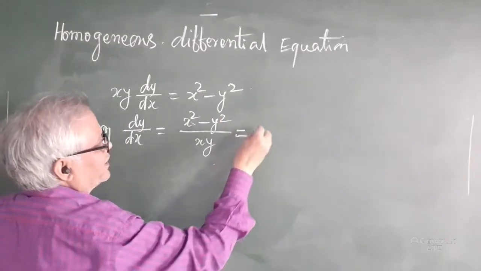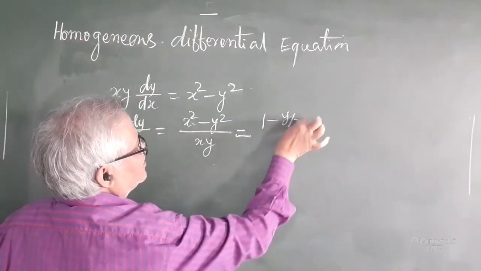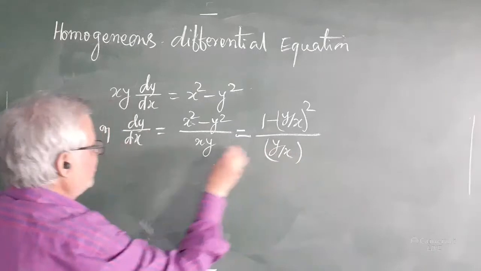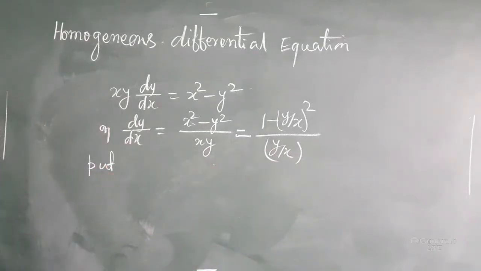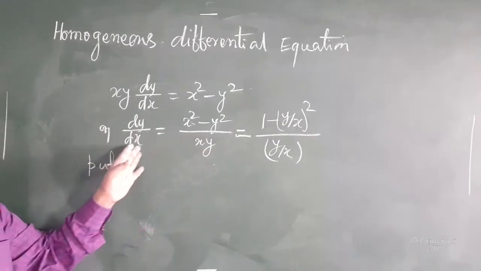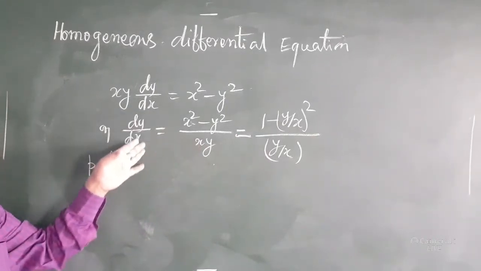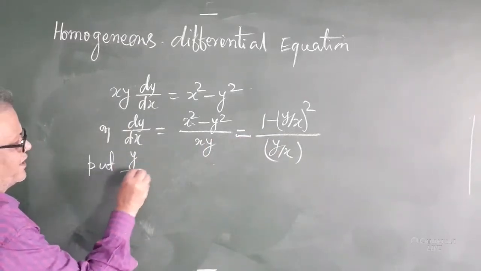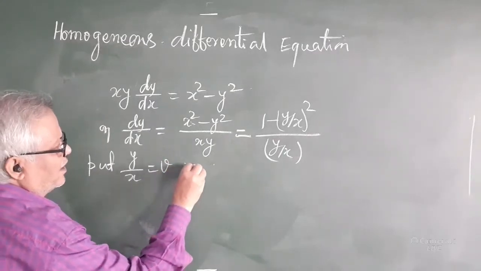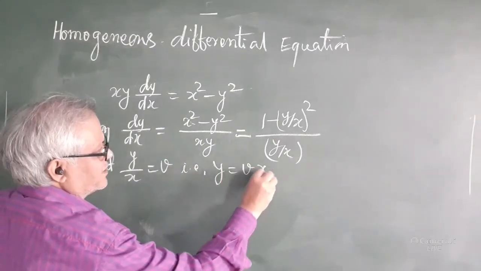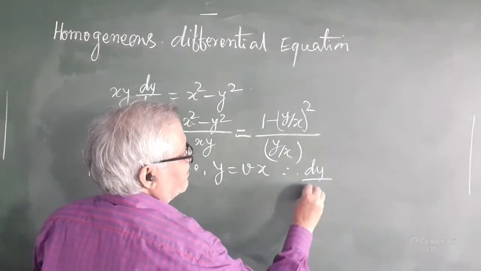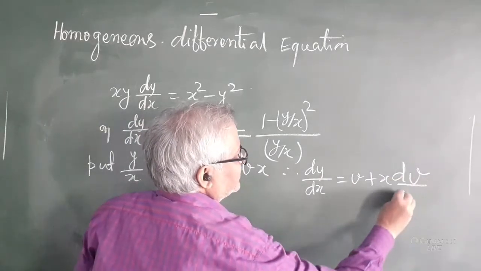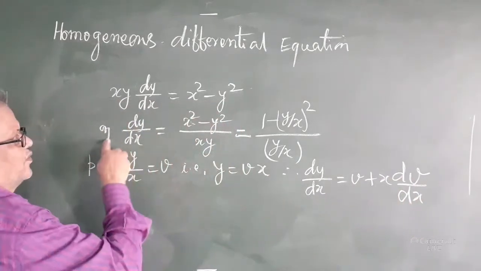Later on, dividing the numerator and denominator by x square, we reduce it to this form, and then we put here. After reducing it in the form of a certain function of y by x, dy by dx is reduced to a certain function of y by x. We put y divided by x is equal to v, that is, y is equal to vx. Therefore, we have dy by dx is equal to v plus x dv by dx. This substitution will be made here.